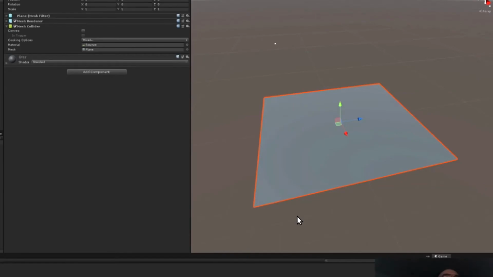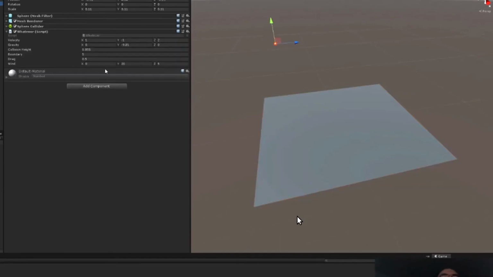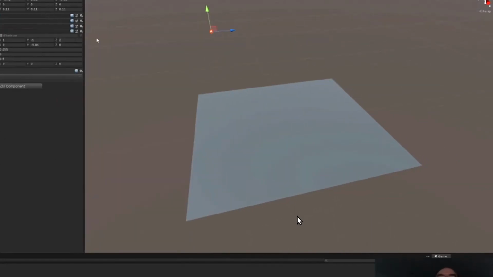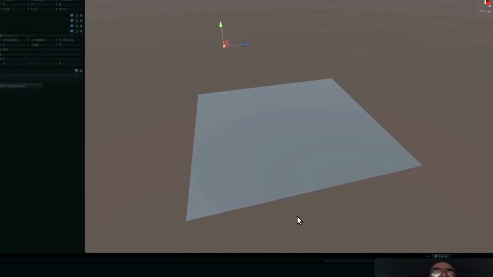This is what I had last week, and I believe on my ball, my sphere here, I had weird wind. I was experiencing the wind. I'll just turn the wind off. Just hit play again.